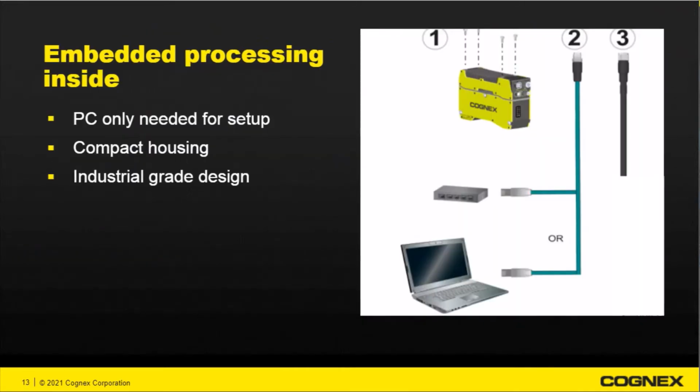How can we use it? It's a smart camera, so everything is embedded in one device. What you do is mount the camera, connect the Ethernet cable either directly to your PC or to the network you have, then plug in the power cable, and you are actually ready to start working with the system.